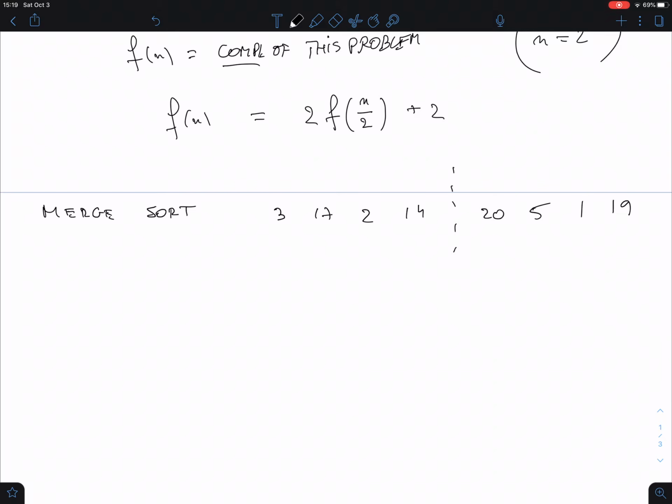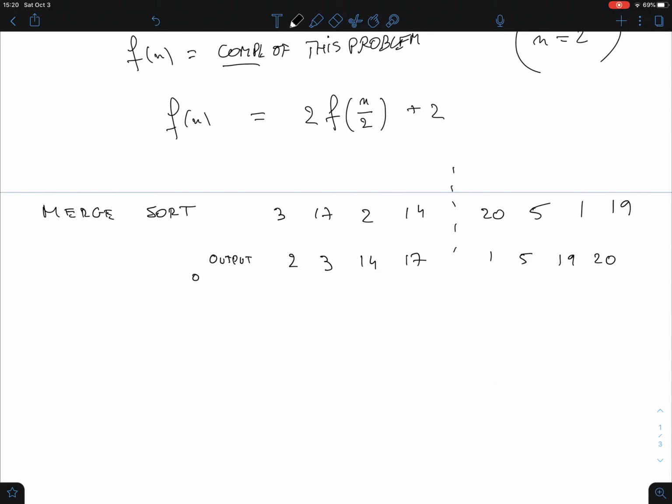Okay, so assume that we apply now the merge sort to the 2 sublists, and the result of that, the output, will be what? Well, it will be this list ordered, right? The first part ordered, that will be 2, 3, 14, and 17. And the same happens in the left-hand side, 1, 5, 19, 20. Okay, so that's the output after we divide it. And so the question is now, what's the conquering part? How do we put it together?